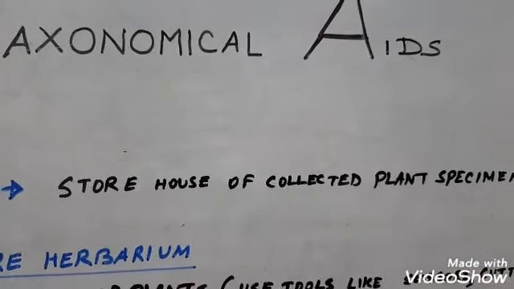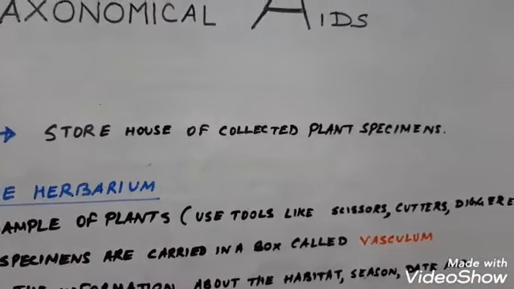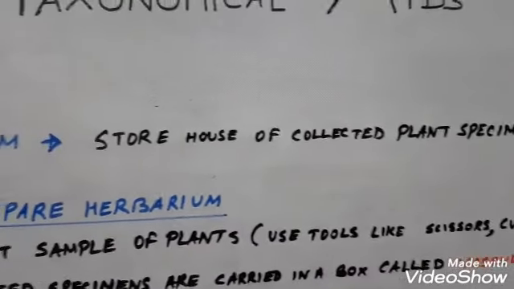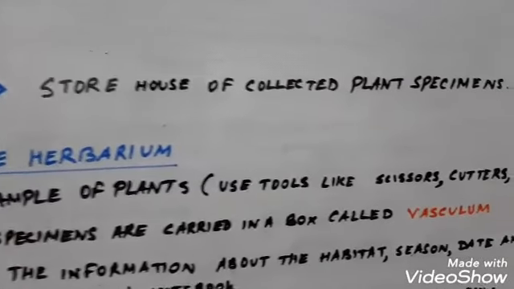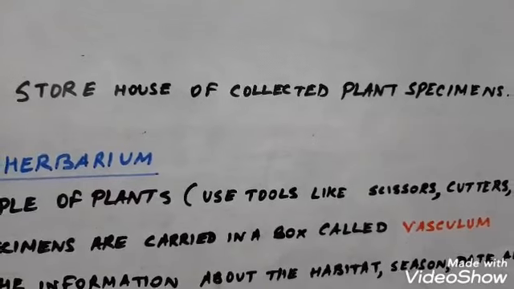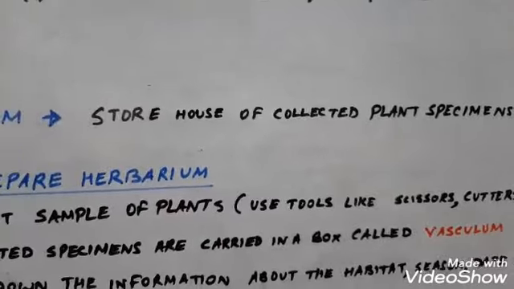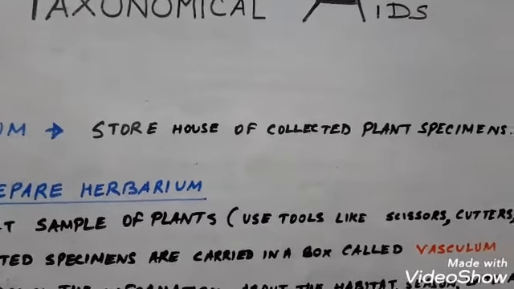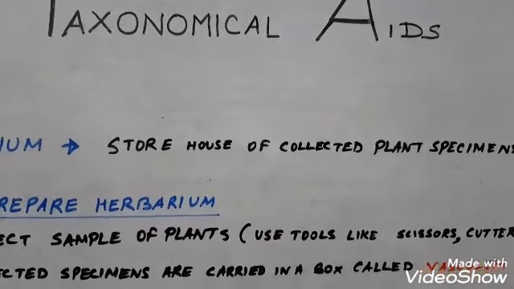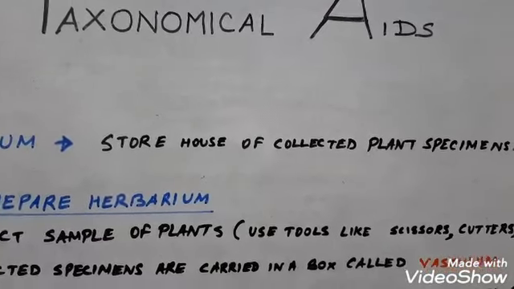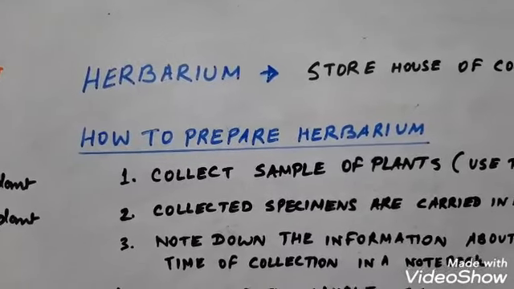or you can use a pruning knife. So this can be used for uprooting the plant that you are going to paste in your herbarium sheet. Next, collected specimens are carried in a box called vasculum. Now this is done by the professional herbarium staff, those who manage the herbarium sheet. You students of school, you don't have a vasculum. A vasculum is a box which is generally used to keep the specimens to prevent the loss of moisture by the plant.